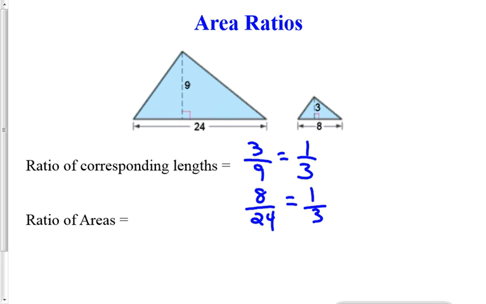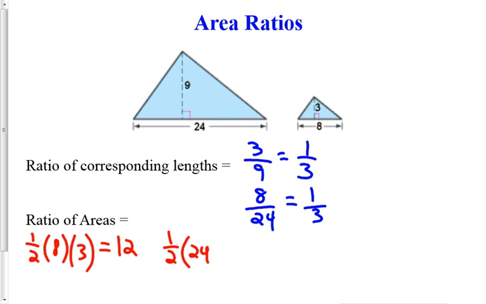Now let's look at the ratio of the areas. We know area of a triangle, 1/2 base times height. So area of the little triangle, 1/2 times the base, that's an 8, times the height. 8 times 3 is 24. 24 times 1/2 is 12. Area of the big triangle, 1/2 base times height. 1/2 of 24 is 12. 12 times 9 is 108.